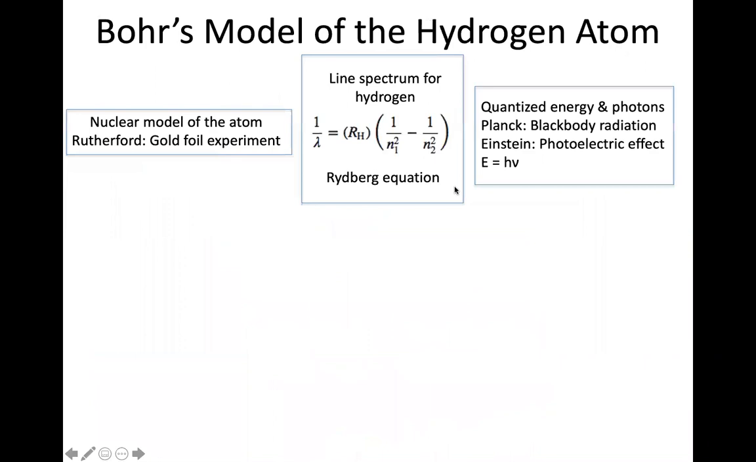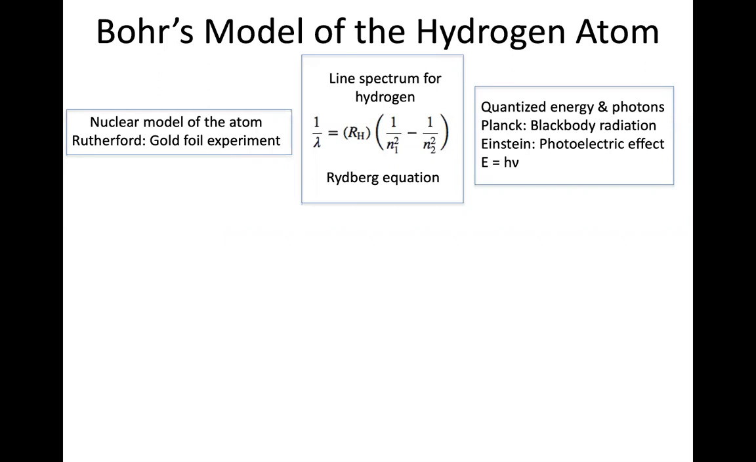So within Bohr's model, and this is where we were leaving off last time, we saw that he had 3 different characteristics to his model, 3 different features that he was aware of that he was bringing together. There was the nuclear model of the atom, which Rutherford had proposed based on a gold foil experiment, this line spectrum for the emission of hydrogen, and the idea of quantized energy equals h nu that Einstein had used to explain the photoelectric effect. So let's see how this comes together.